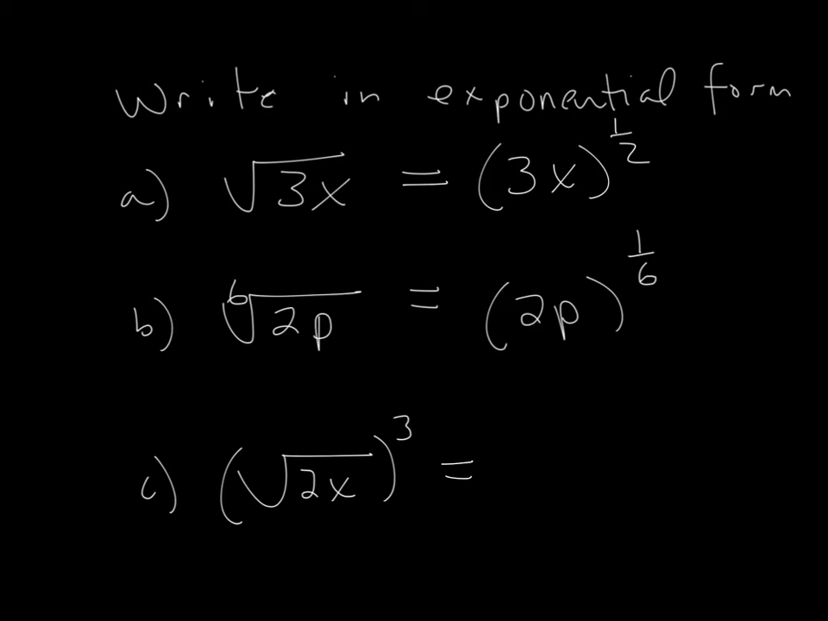Next one is going to be 2x in parentheses, and then it's a square root again. There's no number there. That's always a 2. And then the power on the outside is 3. So if we're writing our fraction, here's the fraction bar. Remember, this number becomes the denominator, and this number is the numerator. Denominator, numerator. That's it.